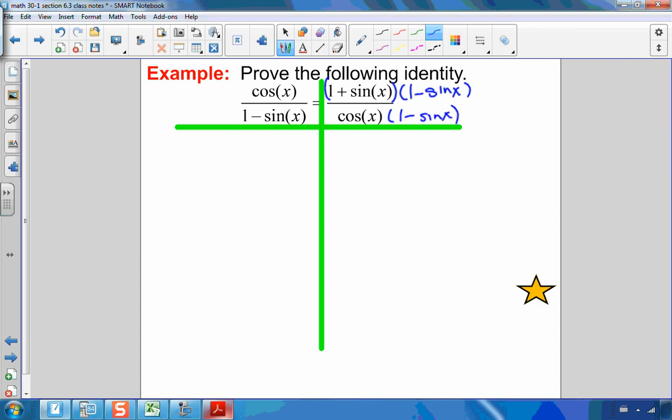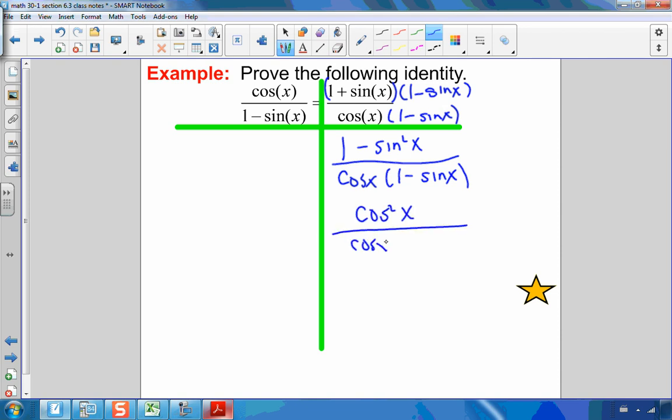Okay, so I'm going to leave my left side alone, and on the numerator I've created a difference of squares, which is 1, and then negative sign and positive sign cancel, minus sine squared. And remember, we're doing it for the benefit of the numerator, so leave the denominator factored. Okay, 1 minus sine squared, that's just cos squared. Pythagorean identity rearranged.